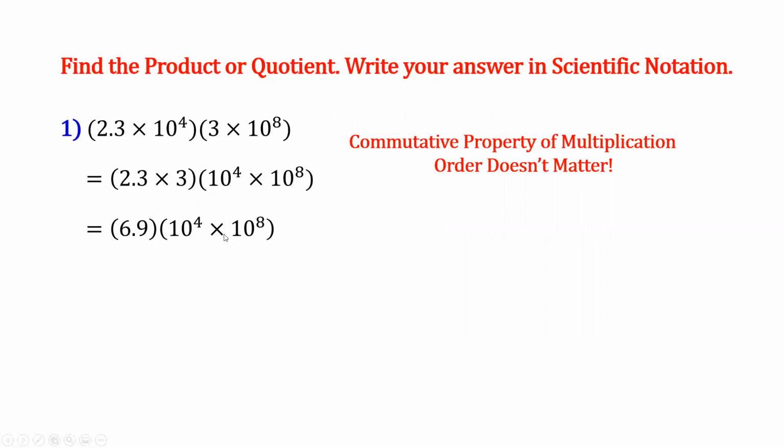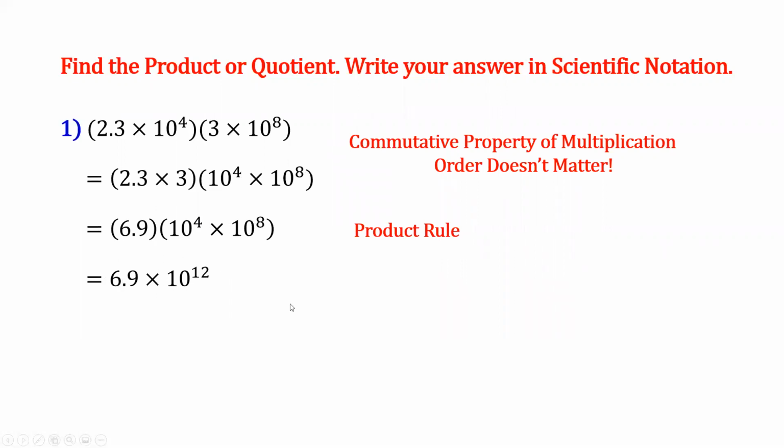And then when you have 10 to the fourth times 10 to the eighth, you should be reminded of the product rule. And what the product rule tells you is that when you have the same base and you're multiplying, you're going to add the exponents. And 4 plus 8 gives me 10 to the 12th. You could have parentheses around your final answer if you want, but you don't need them.